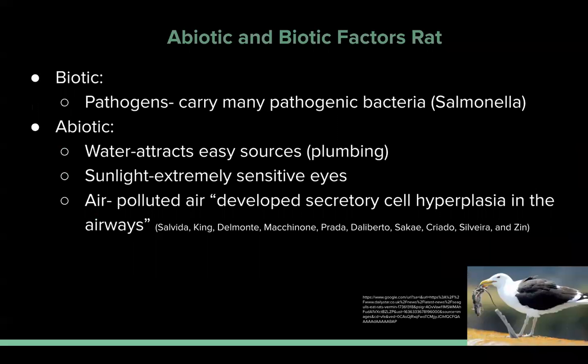Furthermore, on abiotic and biotic factors for the rat, biotic factors would be that they carry pathogens, and these pathogens include salmonella. This is what they carry. Abiotic factors would be water. They attract these easy sources, hence why in homes they go for the plumbing, and sunlight. They have extremely sensitive eyes, which is why they try to reside in areas like subways or in homes. And air would be an abiotic factor because polluted air develops secretory cell hyperplasia in the airways.